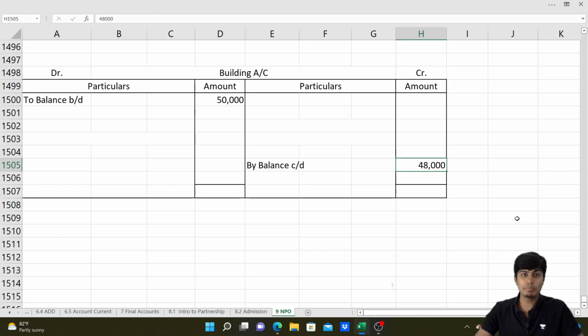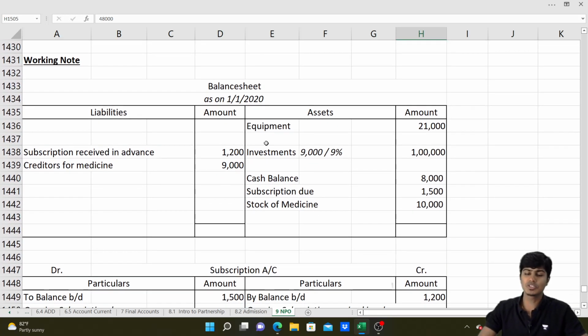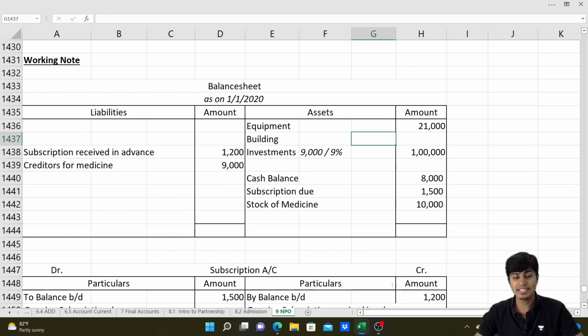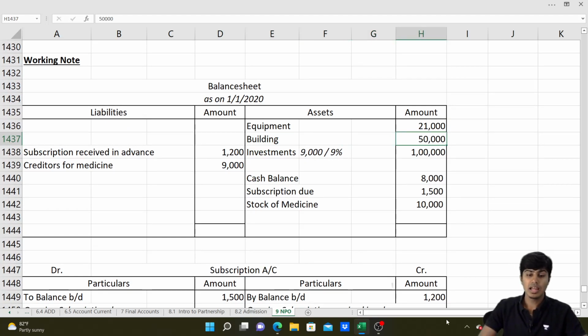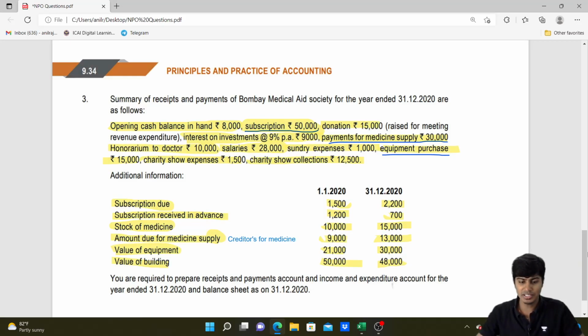We'll also write this to our respective balance sheets. Opening balance sheet as on 1st of January 2020, I'll write on the asset side building 50,000, and balance sheet as on 31st of December 2020, I'll write building 48,000. We've written that. By this we come to the end of the question, and the major part of our answer is also done.